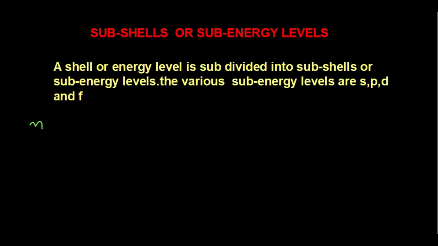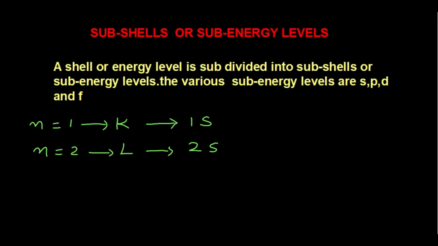When n is equal to 1, it means the first shell, that is K. The K shell has only one subshell, which is represented with 1s. Similarly, when n is equal to 2, it is the second shell, which is the L shell. L shell has two subshells. These two subshells are 2s and 2p.